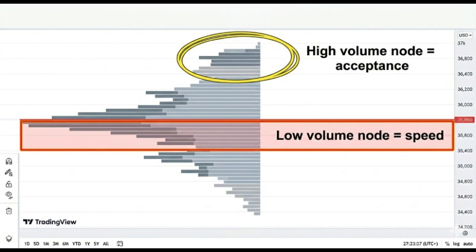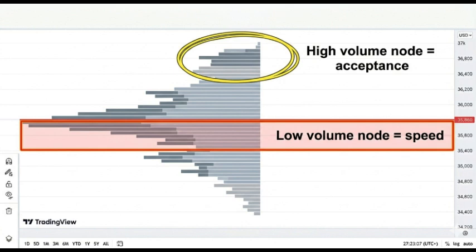Low volume nodes, or LVNs, are the opposite. These are thin areas where the market moved quickly and did not spend much time trading. LVNs often behave like air pockets. Price can move through them fast because there is not much activity to stop it.